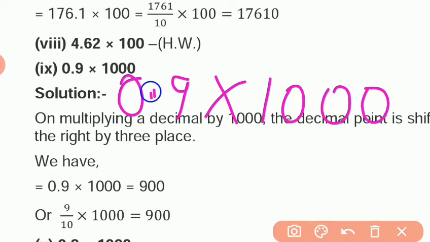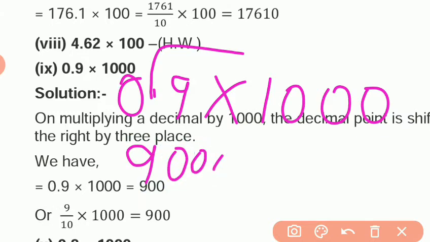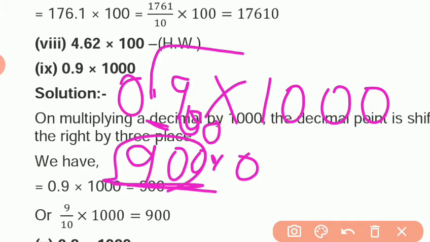It means after 3 digits we have to shift this. If there are not 3 digits, we have to increase the number of zeros. So 1, 2, so increase 3 times. So 9 is already there, 1, then 2 and 3. It means 900.0. So the answer will be 900.